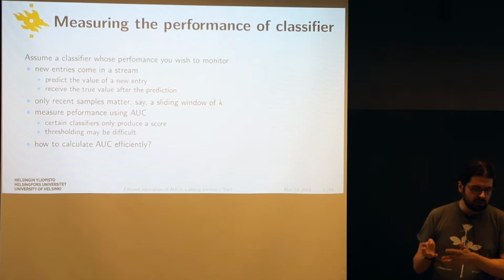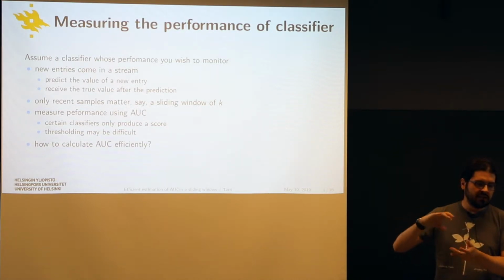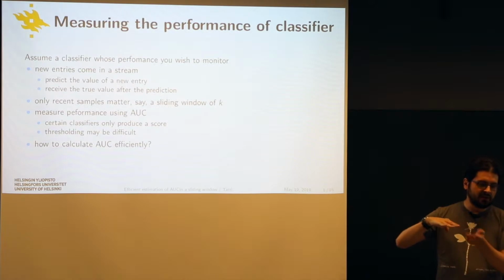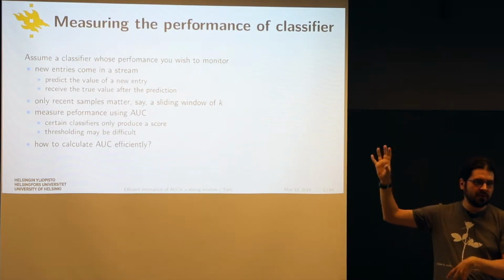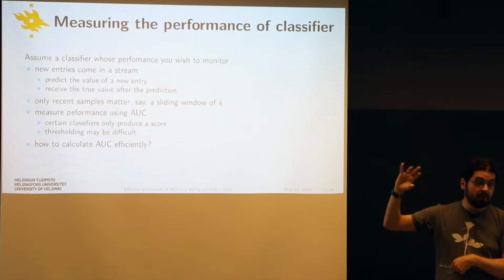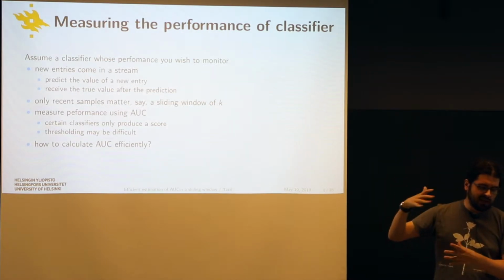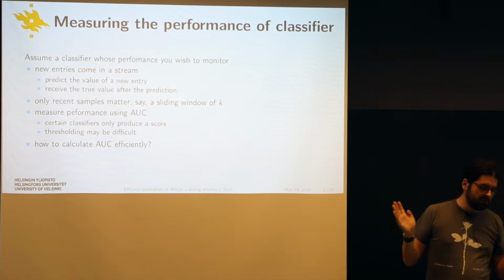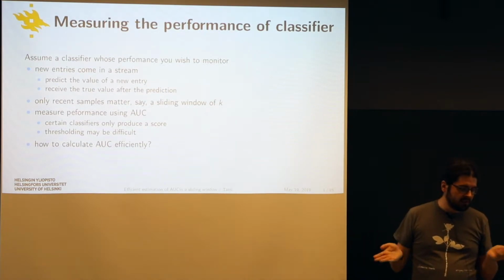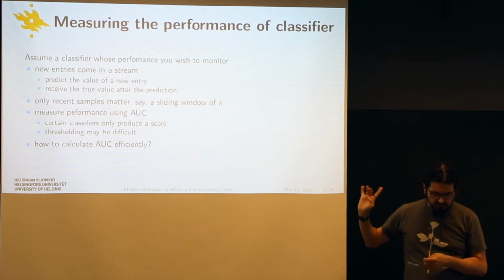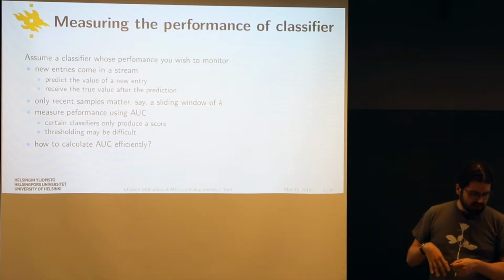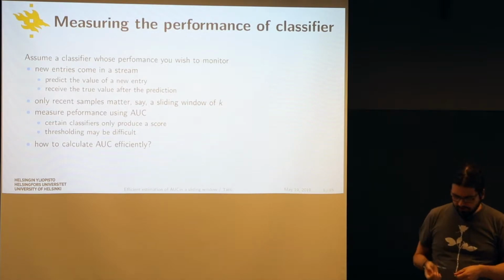For these types of classifiers, you can do two things. You can threshold it: you select some threshold where the values above that threshold will be predicted as 1, and the values below that threshold will be predicted as 0, and then you just use accuracy or whatever you measure. The other approach is to use AUC, which I'm going to talk about later. But the question is how to calculate AUC efficiently.